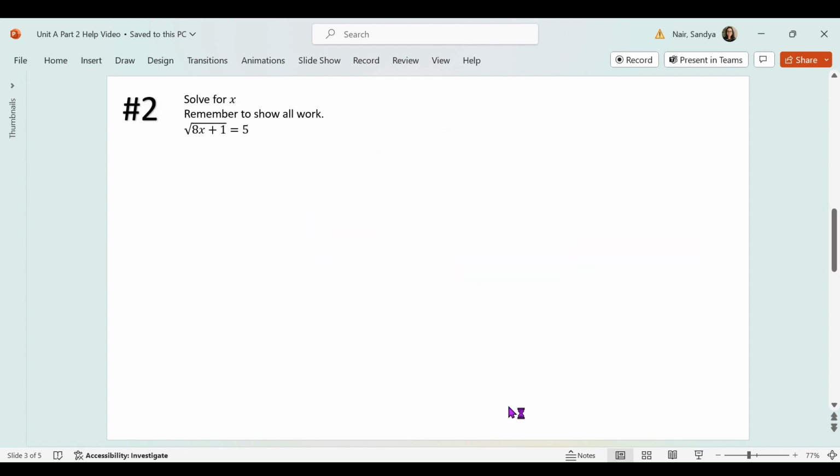So now let's try this problem. This is a square root equation. It wants us to just go ahead and solve for x and then show all our work. When we're solving for x, remember, we want to basically get x by itself on one side of the equation. So we have the square root of 8x plus 1 is equal to 5. The first step, remember, when we have everything trapped under that square root, we need to undo that square root by squaring both sides of the equation. When we square both sides, we get 8x plus 1 is equal to 5 squared, which is 25.